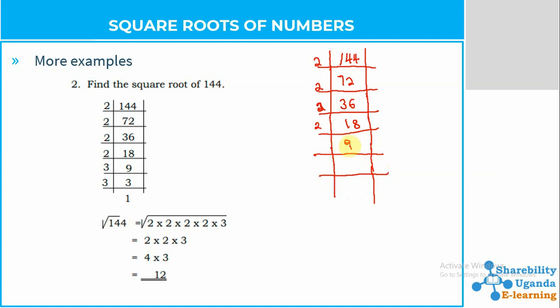So we have our 9 here. We should also be able to look out for the number that can divide 9 and we get no remainder. We can use our 3. So when you divide 9 by 3, we get 3. Now having our 3, we still also divide it by 3, we get 1.